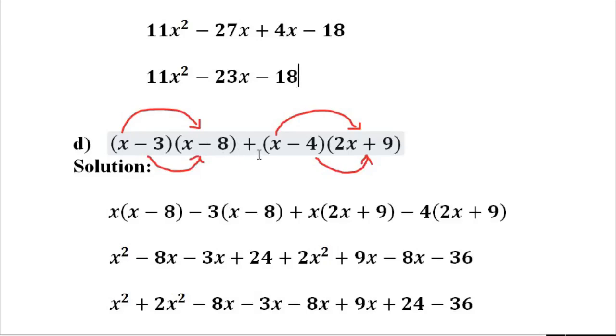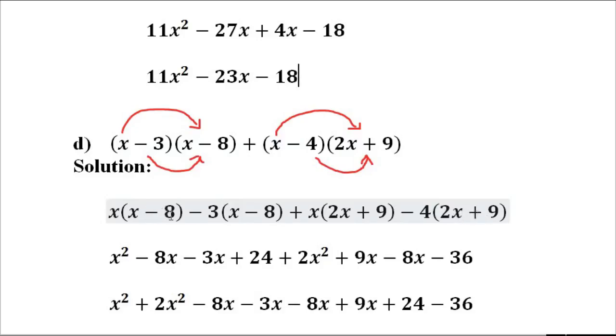And then we can distribute positive x to the expression positive 2x positive 9 and negative 4 to the expression positive 2x positive 9. We have positive x times positive x negative 9, negative 3 times positive x negative 8, positive x times positive 2x positive 9, and negative 4 times positive 2x positive 9.